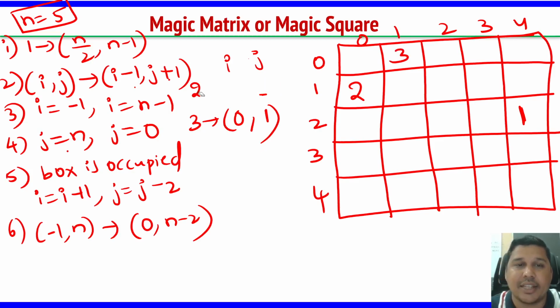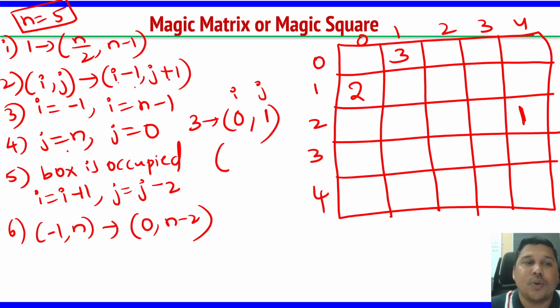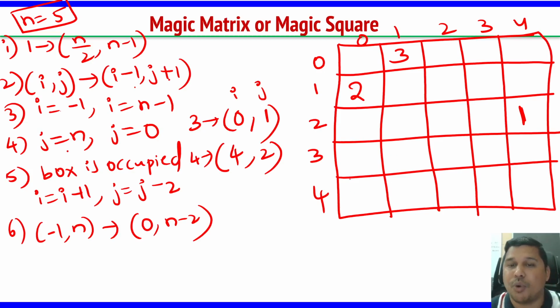Then again I will erase this. If i, j are at 0, 1, the new value will become i minus 1, that is 0 minus 1, minus 1, j plus 1, that is 1 plus 1, 2. Now, see, i became minus 1, we do not have a location minus 1 here. When i becomes minus 1, I should make it n minus 1. So, I update this to 5 minus 1, that is 4. So, at location 4 comma 2, you have to fill the number 4.